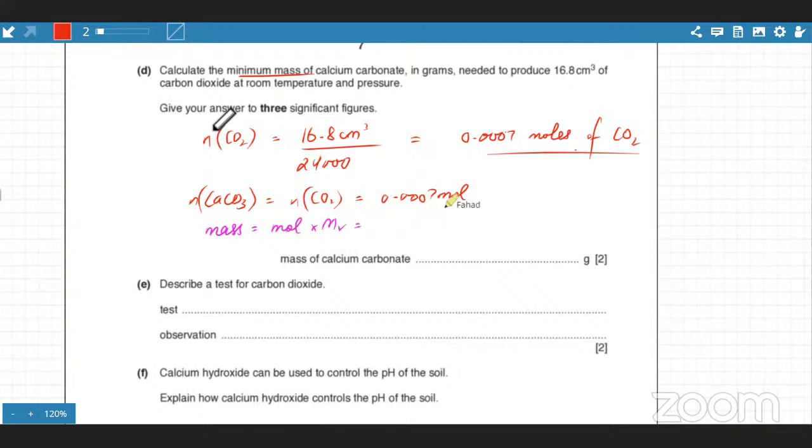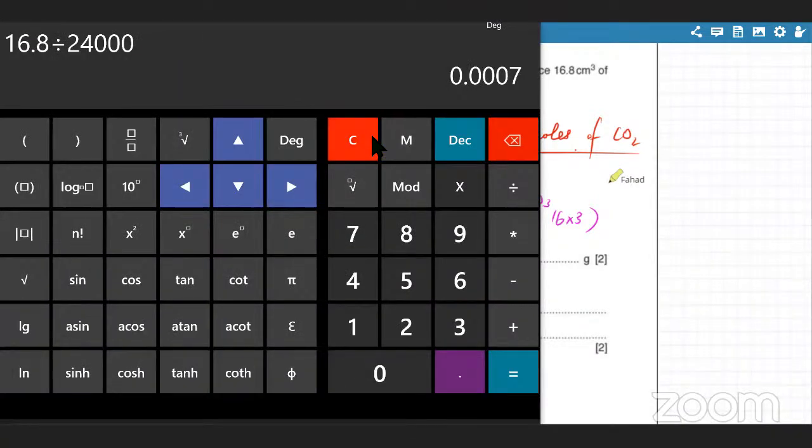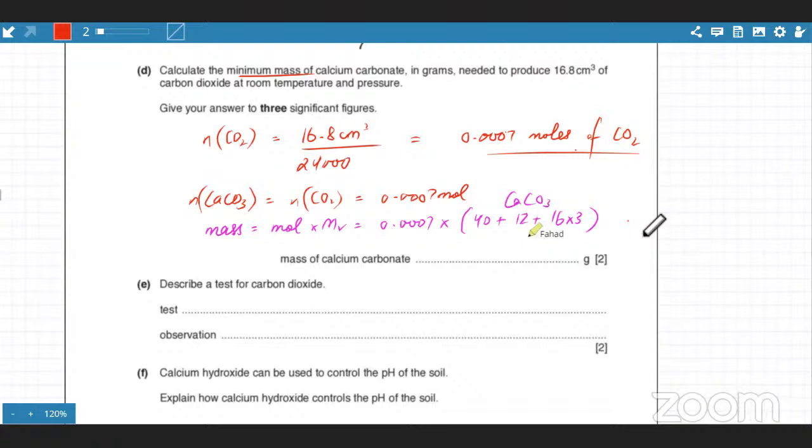So we know the moles of calcium carbonate, it's 0.0007, and the Mr of calcium carbonate is, calcium is 40 in the periodic table, carbon is 12, oxygen is 16 times 3. So this over here is your Mr of calcium carbonate, which is 100 actually. If you add this up, 40 plus 12 is 52, plus 16 into 3 is 48. So it's 0.0007. Let's open our calculator again. I'm going to multiply 0.0007 by 100, which is the Mr, and I get 0.07 grams. So the answer would be 0.07 grams.